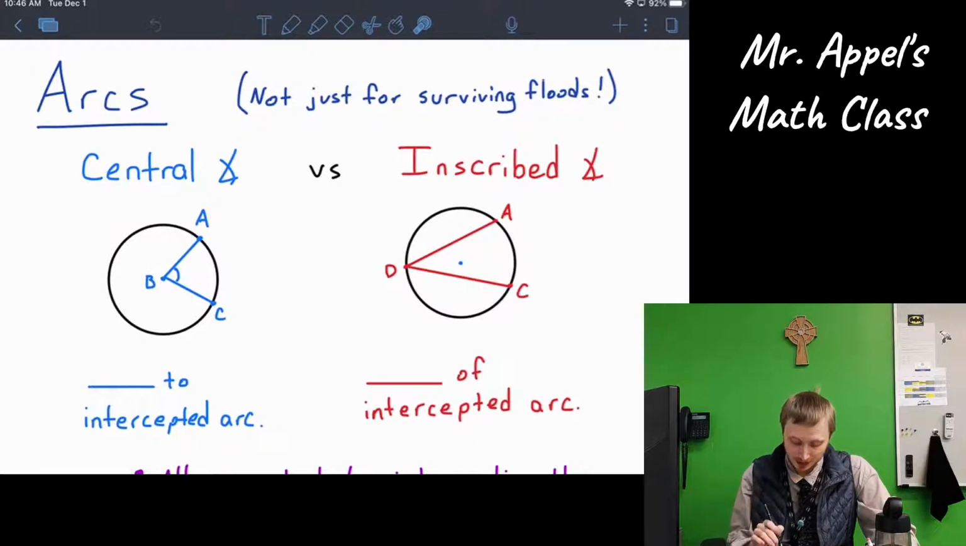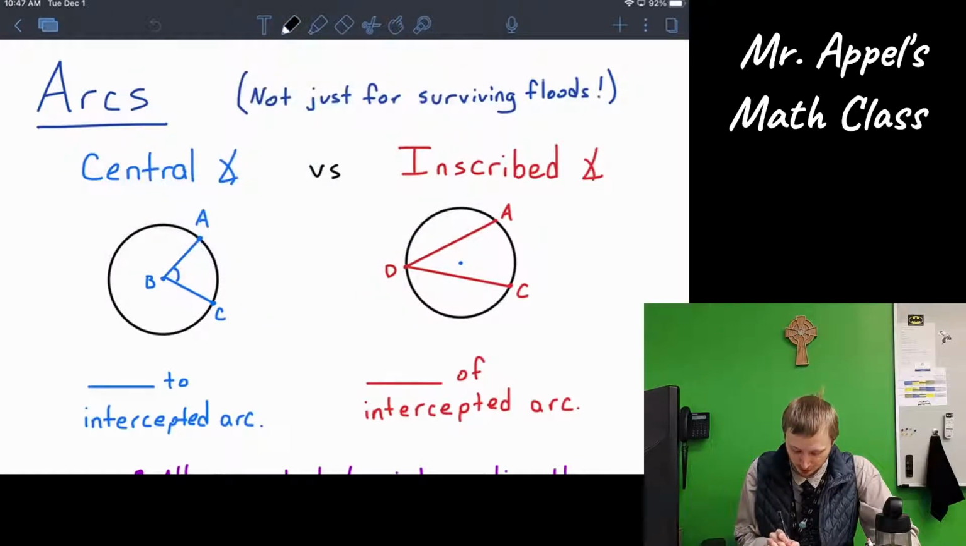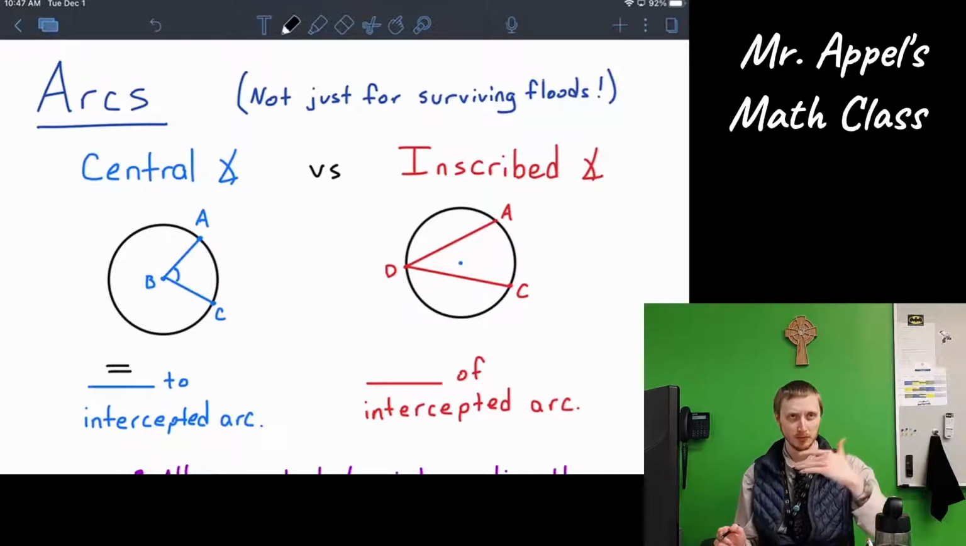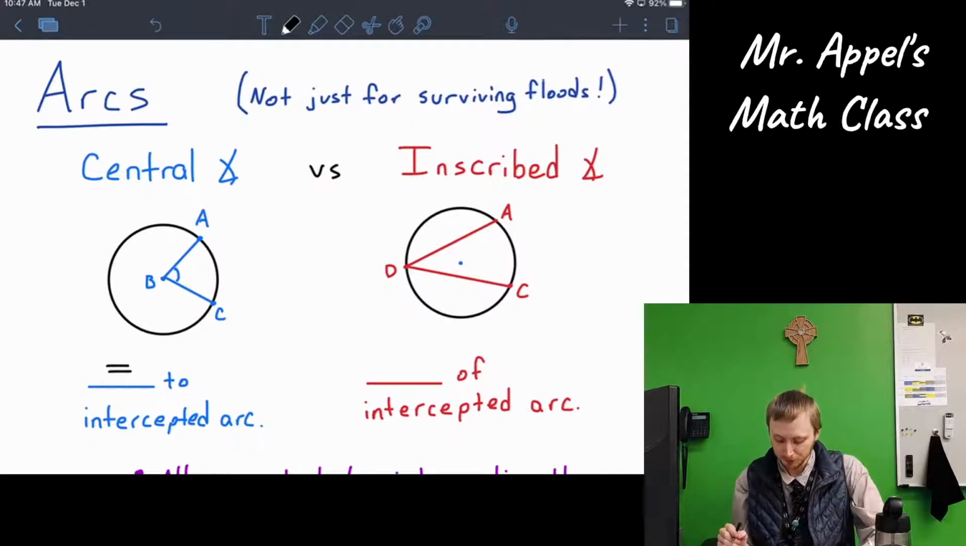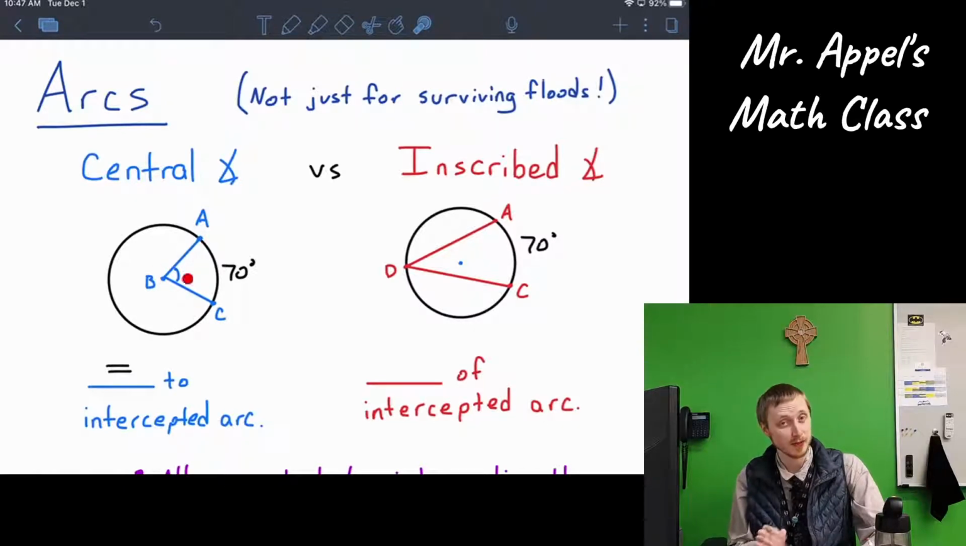Okay? And it turns out if you compare the angle to this intercepted arc here, the central angle, we well know, is going to be equal to the intercepted arc. I'm using equals there, not congruent. They're not the same shapes, but the measures will be equal. But the inscribed angle, let's say this is the same point C. Let's call this 70 degrees and this 70 degrees, right? So that means central angle ABC is also 70 degrees.